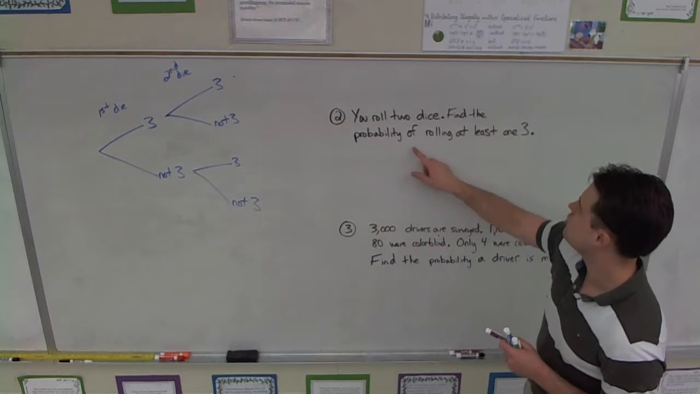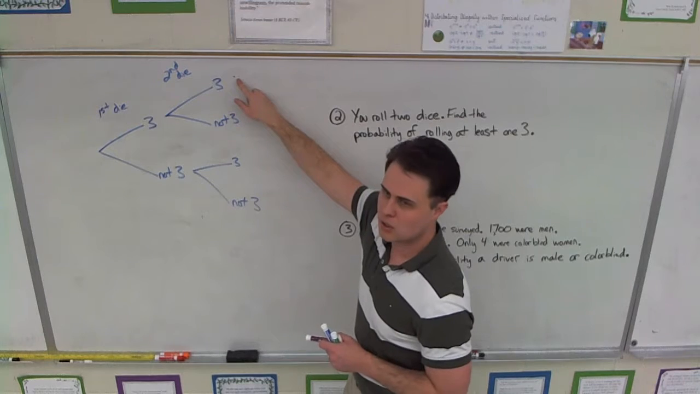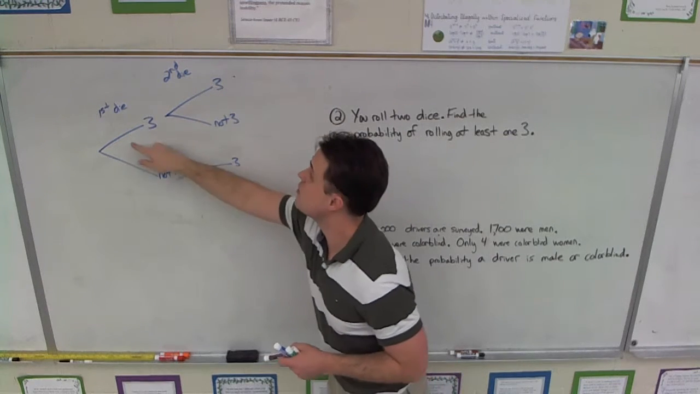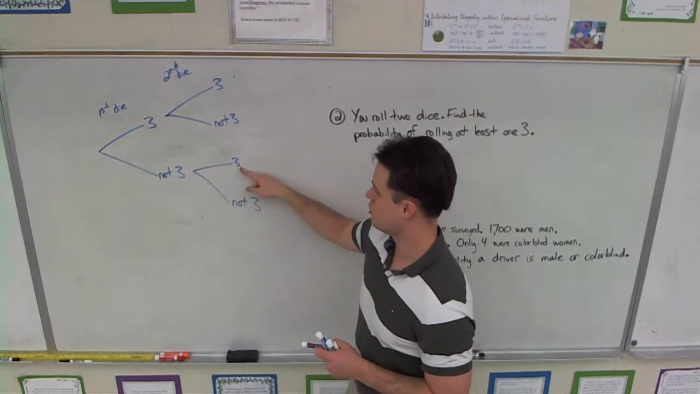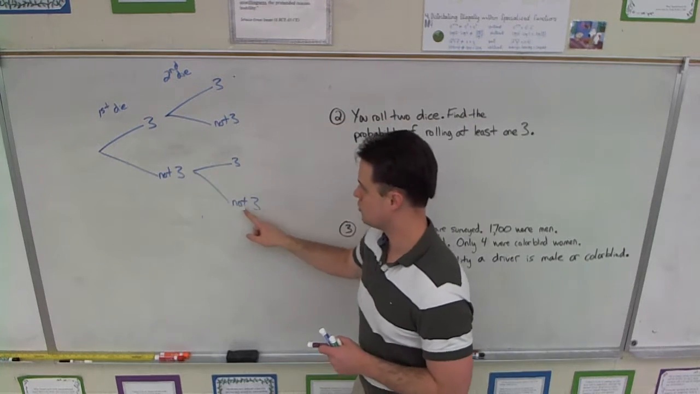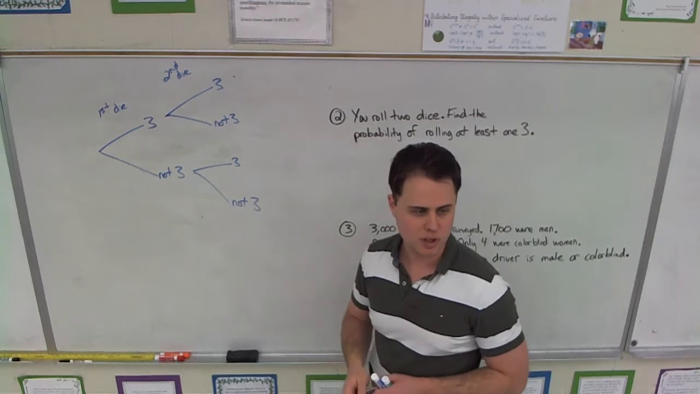We're interested in finding the probability of rolling at least 1 3. Does this count as at least 1 3? We got 2, so yep. How about this? It's 1 3. Yep. How about this? How about this? So really, we just need to worry about those 3, add them up. That'd be one way to do it.